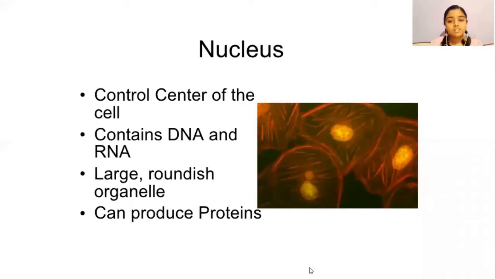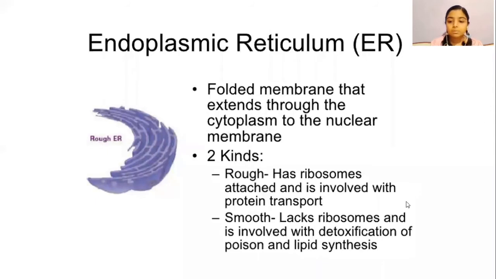So, the nucleus is the control center of the cell. It contains the genetic materials like DNA and RNA. It is a large and round organelle that is present in the center of the cell. It produces proteins.